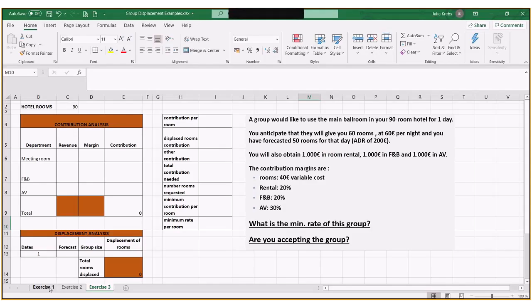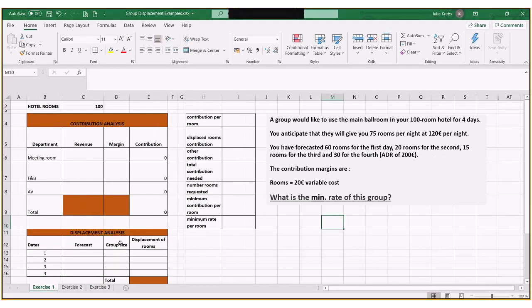Hello everyone, this is an introduction video to group displacement part 1, to show you how to solve the first exercises and to find out what the minimum rate is for a particular group. If you follow the exercises that are published for you in the Excel sheet, you have 3 different exercises that you can solve, and we will solve exercise 1 and 2.